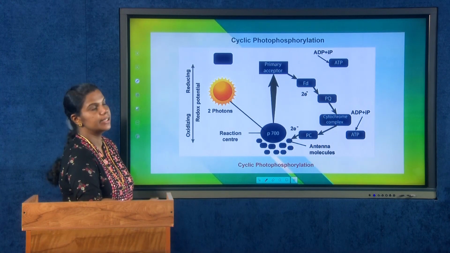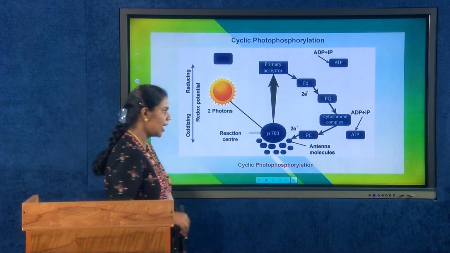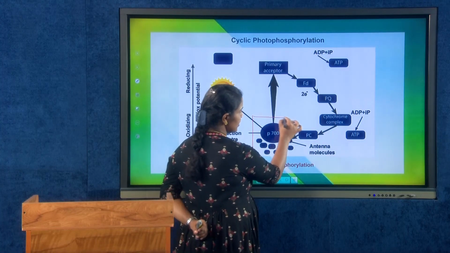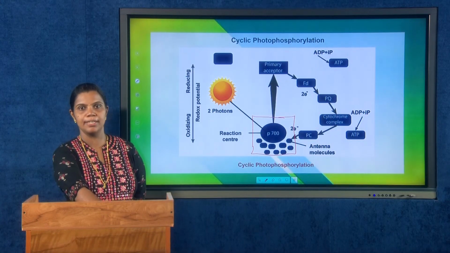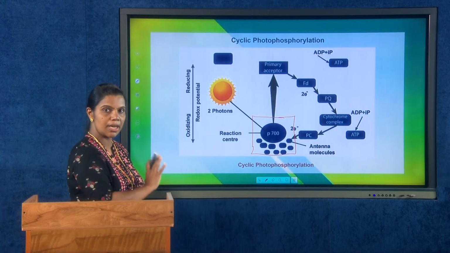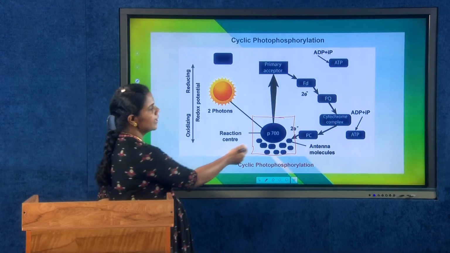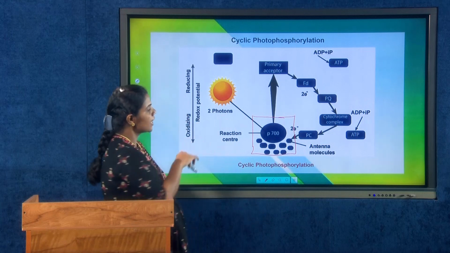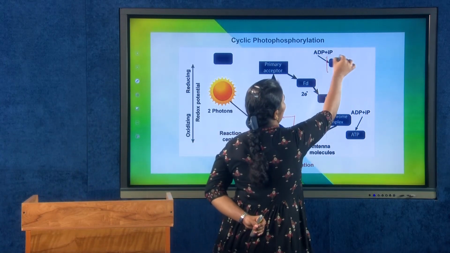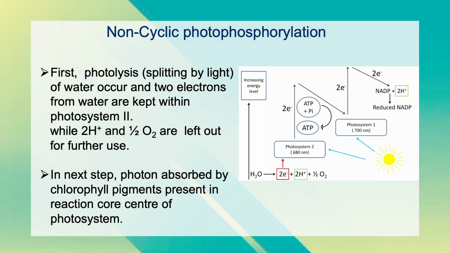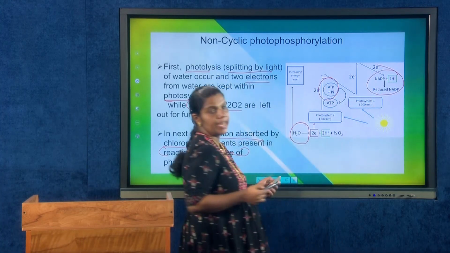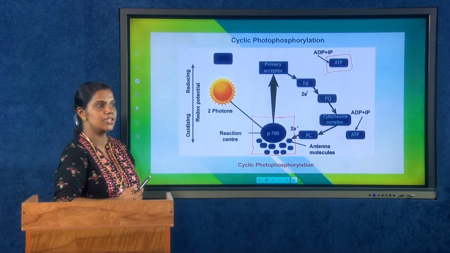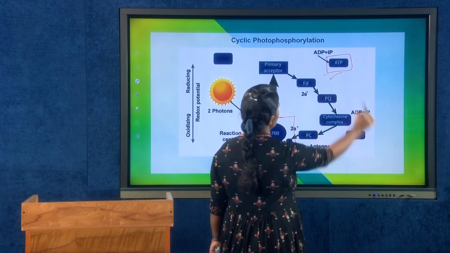Now, we move on to cyclic photophosphorylation. I already mentioned that cyclic photophosphorylation is exclusively performed by photosystem 1, the P700 photosystem. All the photosystems contain chlorophyll as the base along with other electron transport proteins, and in cyclic photophosphorylation the only product is ATP. There is no NADPH production in cyclic photophosphorylation. In non-cyclic photophosphorylation, we have the production of ATP, the photolysis of water, and the production of NADPH. But in cyclic photophosphorylation, we have only the production of ATP.